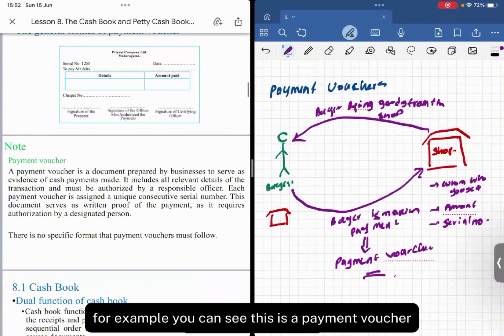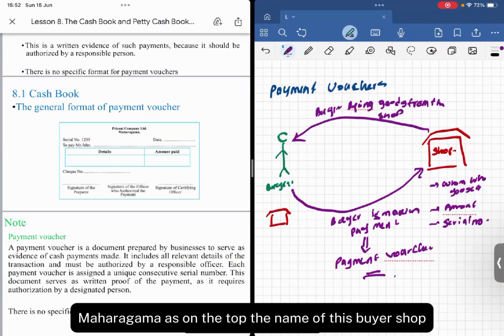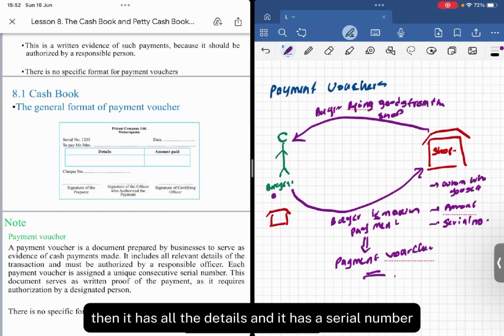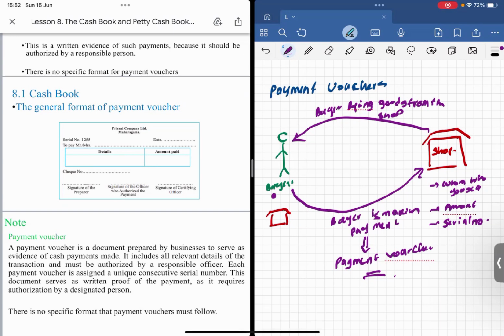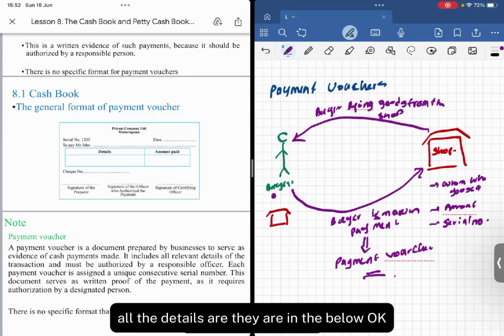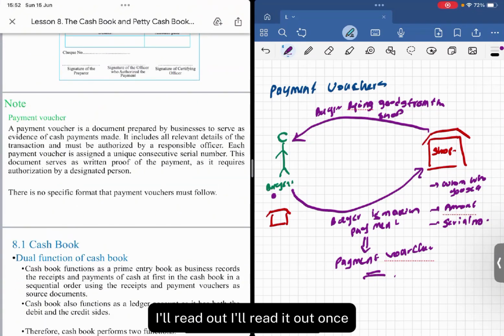For example, you can see this is a payment voucher. It has Priyanis Company Limited Maharagama at the top, the name of this buyer shop. Then it has all the details and a serial number 1255, and it has the people who prepare it and the person who authorizes it. All the details are there below. Okay, so let's take a couple of minutes and write this note. I'll read it out once, then you can write it.